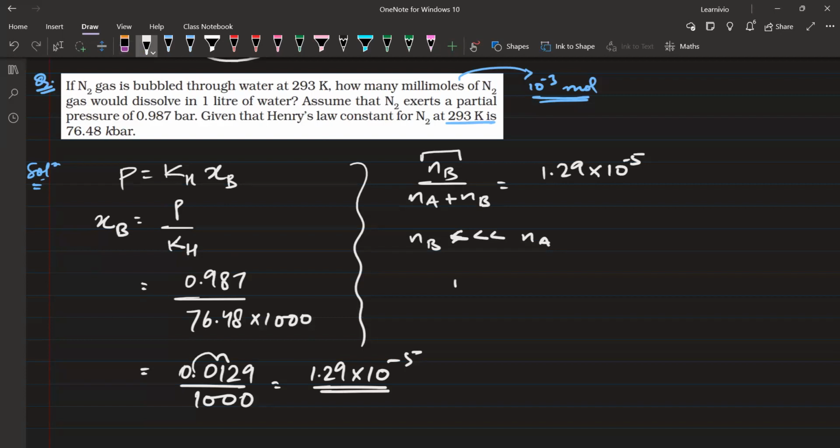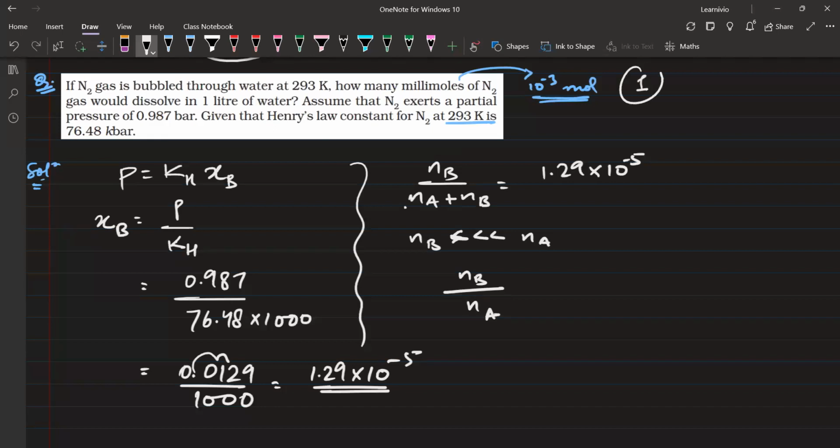And what I will get? NB upon NA. So this is the important thing that you have to know, that if the value here is very small, you can ignore the number of moles of solute part. You cannot remove it from the numerator because there is nothing to compare it with in the numerator. Here we are removing it in the denominator only because we can compare it with NA.